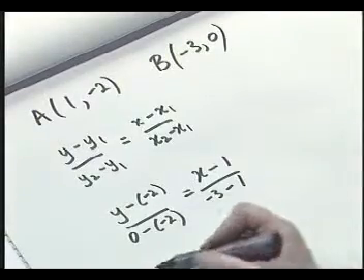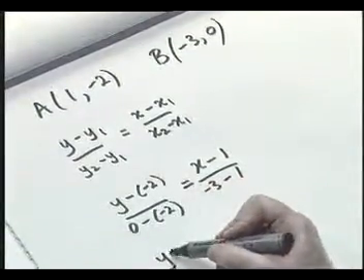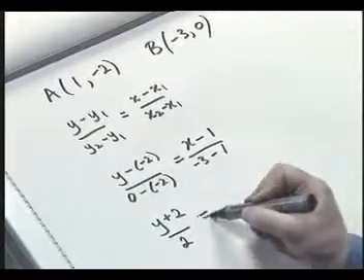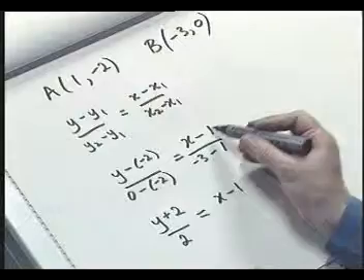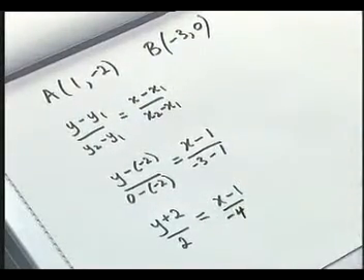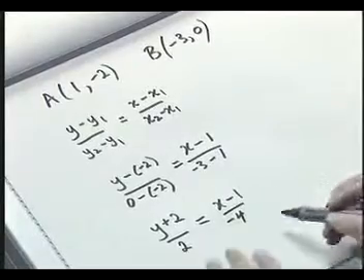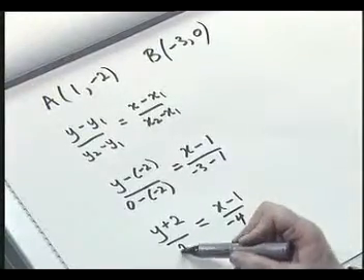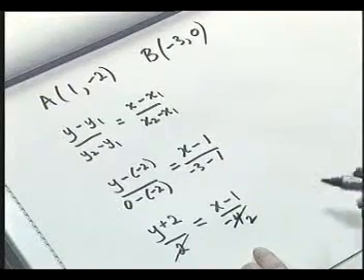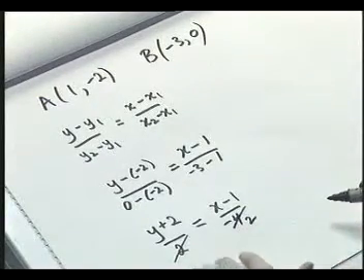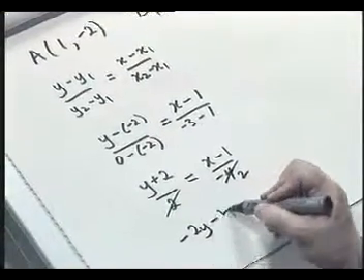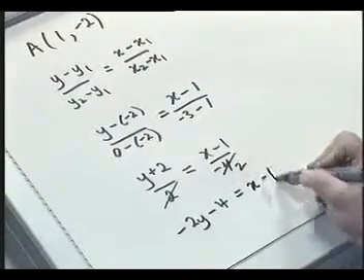And just to tidy this up, on the top line here we'll get y plus 2. On the bottom line here we'll get plus 2. x minus 1 there on the right at the top, and minus 3 minus 1 is minus 4. Again, we can tidy this up a little bit more. 2 will go into minus 4 minus 2 times. And if we multiply everything through by minus 2, we'll get minus 2y minus 4 equals x minus 1.